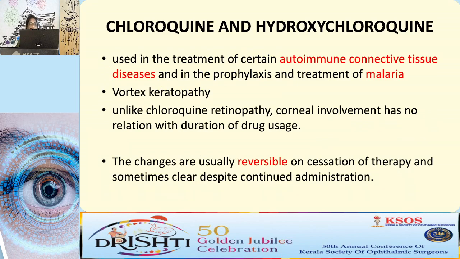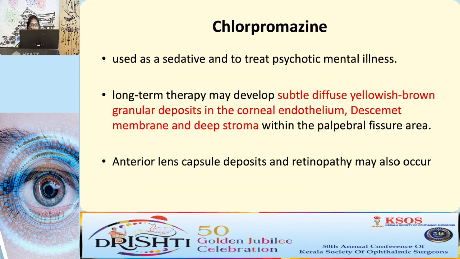Chloroquine and hydroxychloroquine also cause vortex keratopathy. Chloroquine is a drug used in autoimmune connective tissue diseases and in the treatment and prophylaxis of malaria. Unlike chloroquine retinopathy, corneal involvement has no relation with the duration of drug usage. The changes are usually reversible on cessation of therapy and sometimes clear despite continuation of administration.